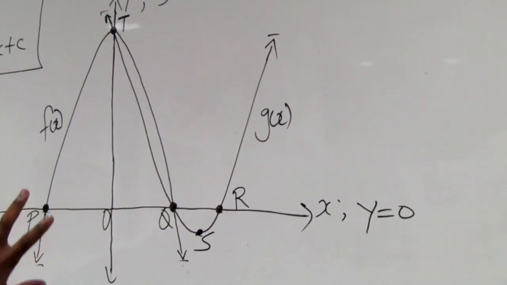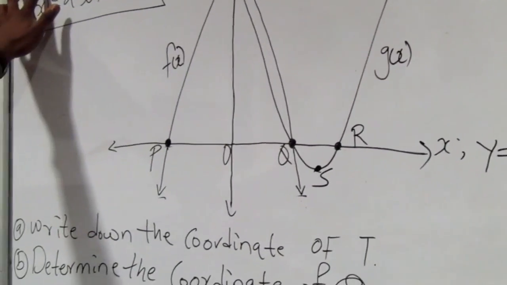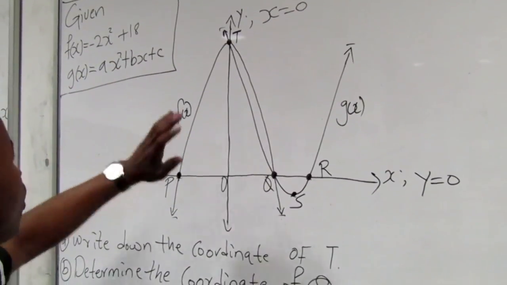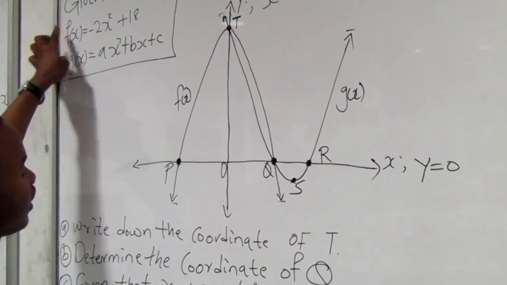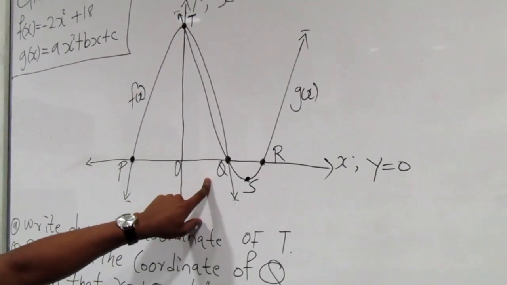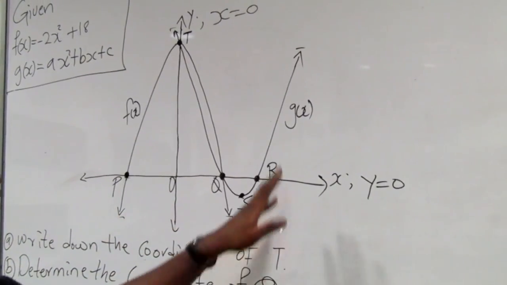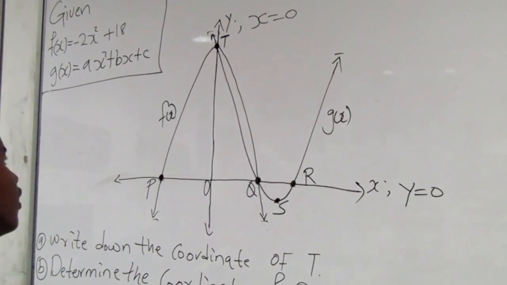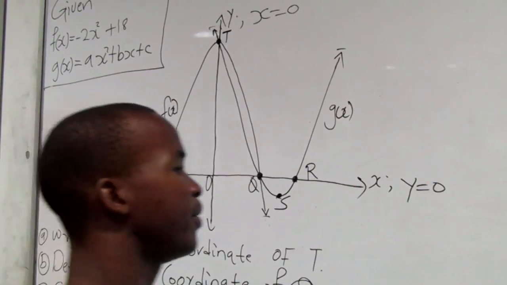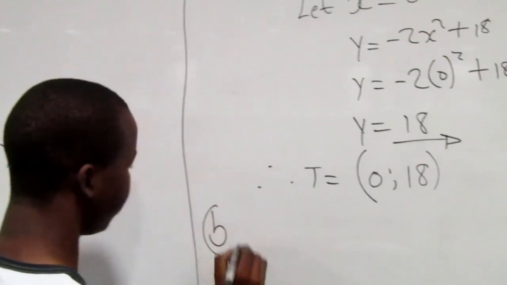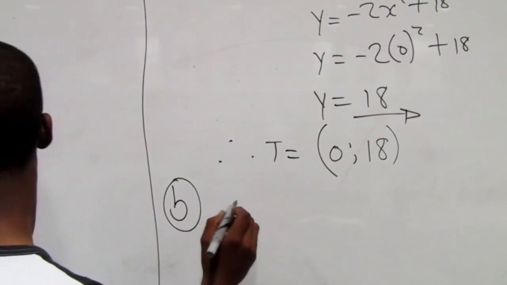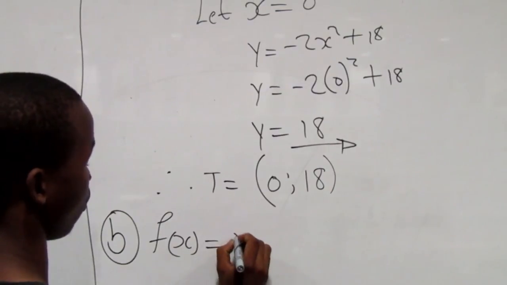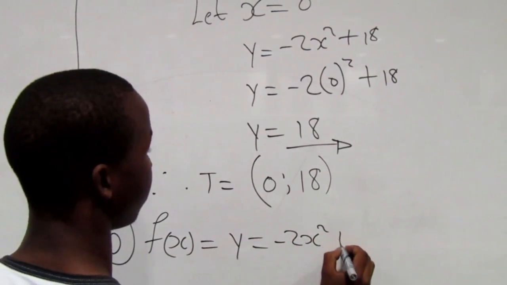So we can conclude that because for f of x we are given coefficients that are numbers, and for g of x we are given coefficients that are variables also, we are going to ignore g of x and consider f of x. And we say, when Q is an x-intercept of g of x and f of x, but for f of x we are given the coefficients that are numbers. So we are going to consider f of x again and say number b. Number b is our f of x, which equals y is equal to negative 2x squared plus 18.